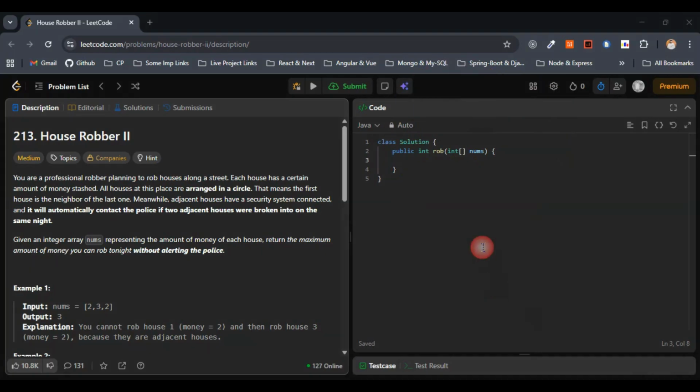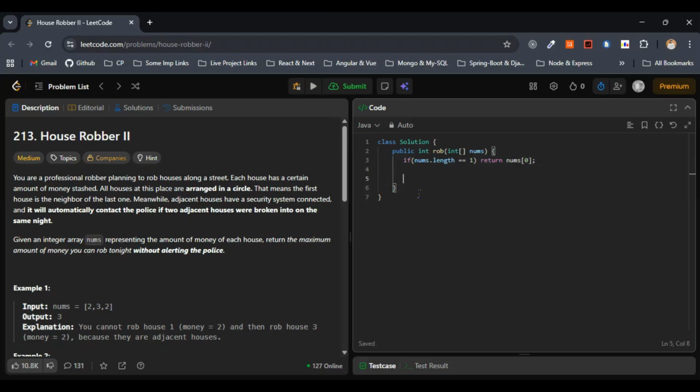Now, as we are completely familiar with the approach and the complexities, let's start writing the code. First, if there is only one house, we can just rob it. That's the base case. So I'll go with if length of nums is equal to 1, then we have to rob the first house, which is present at the first index.